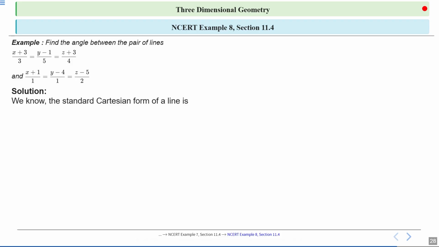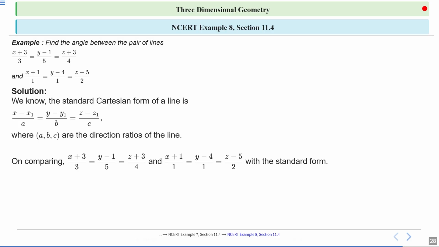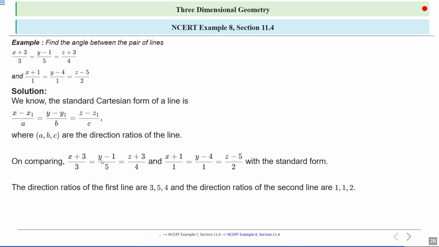So we know the standard Cartesian form of a line is (x minus x1) divided by a equals (y minus y1) divided by b equals (z minus z1) divided by c, where a, b, c are the direction ratios of the line. On comparing both given lines with the standard form, the direction ratios of the first line are 3, 5 and 4, and the direction ratios of the second line are 1, 1, 2.